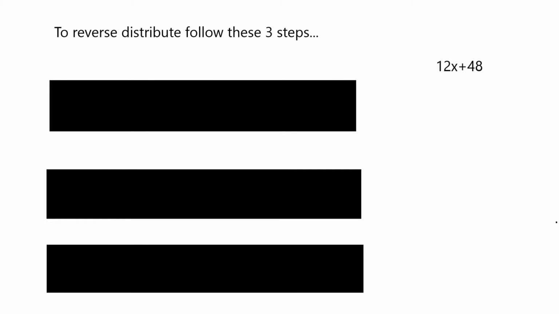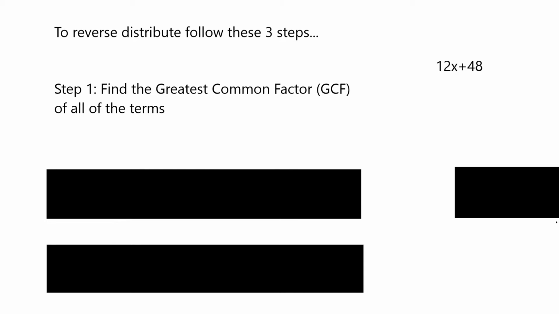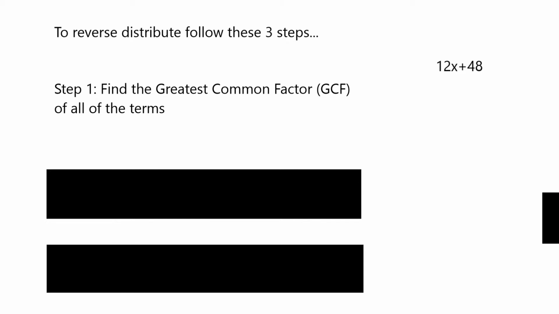To reverse distribute, always use these 3 steps. If the problem is 12x plus 48 and we want to reverse distribute, the first thing we have to do is to find the greatest common factor of all of the terms. Let me remind you what a term is. Anything separated by plus or minus signs in an expression is a term. 12x is one term. 48 is another.